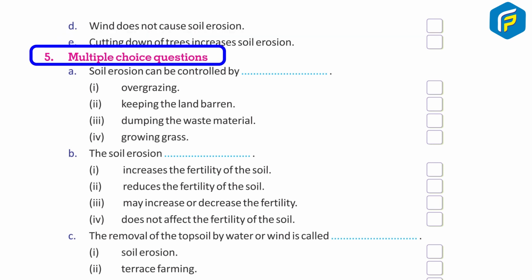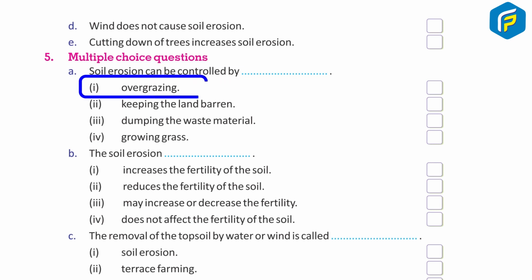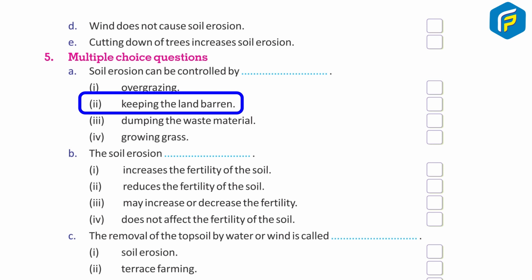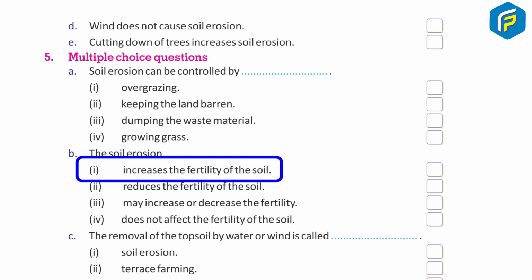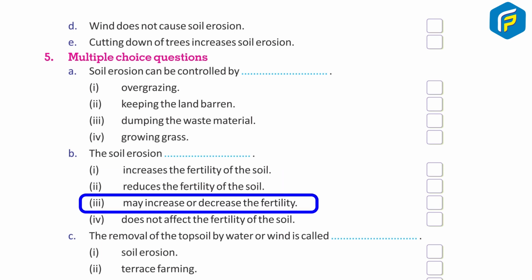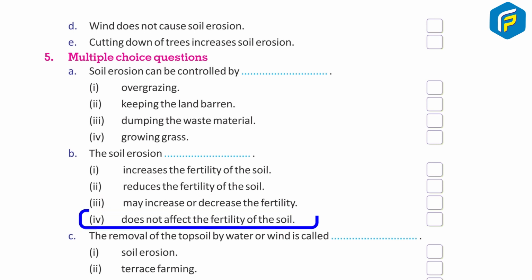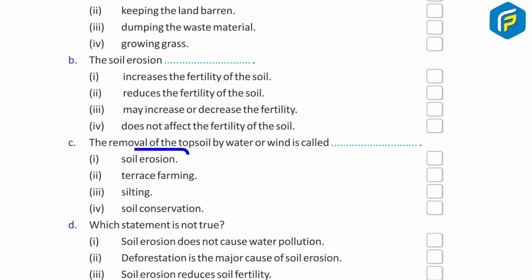5. Multiple choice questions. A. Soil erosion can be controlled by dash. 1. Overgrazing. 2. Keeping the land barren. 3. Dumping the waste materials for growing grass. B. The soil erosion dash. 1. Increases the fertility of the soil. 2. Reduces the fertility of the soil. 3. May increase or decrease the fertility. 4. Does not affect the fertility of the soil. C. The removal of the topsoil by water or wind is called dash. 1. Soil erosion. 2. Terrace farming. 3. Silting. 4. Soil conservation.